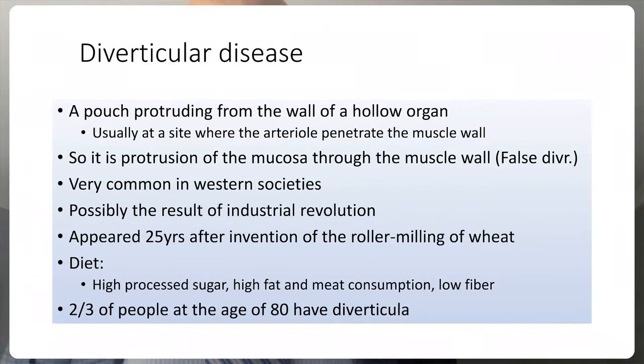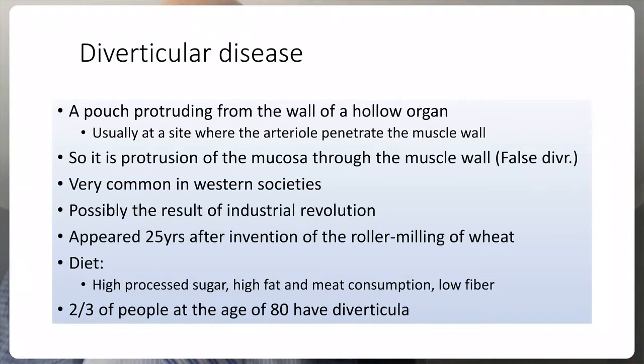Now, a diverticulum, in general, is a pouch that protrudes through the wall of a hollow organ. And if we apply that to the colon, then it's more or less a false diverticulum because it's composed of the mucosa and submucosa protruding through the muscle wall in between the tinea, and that's being held together from the peritoneal cavity by the serosa. So it's an incomplete diverticulum or a false diverticulum by definition.